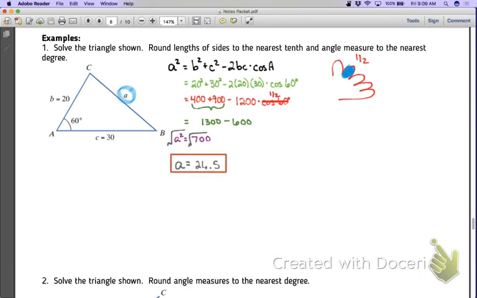So, good question. With cosine of 60 degrees, the only reason I could do that is because if it was cosine of 30 degrees or something like that, then I would just plug it in because it would be a random number. So if A is 26.5, then it's just a matter of what you want to do to find the other two angles.